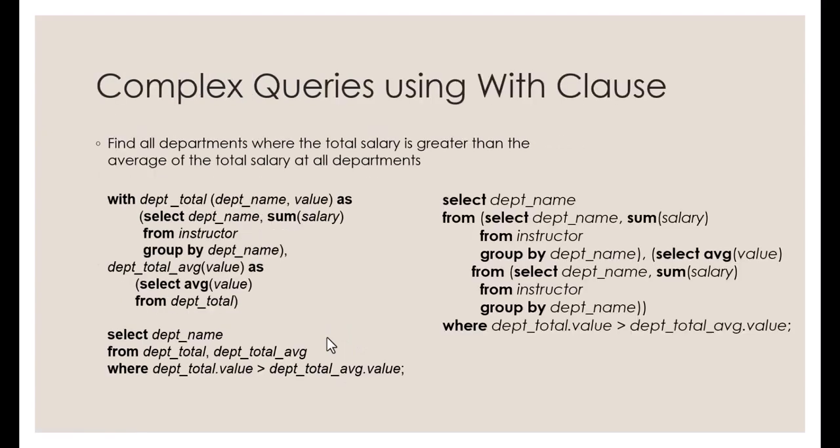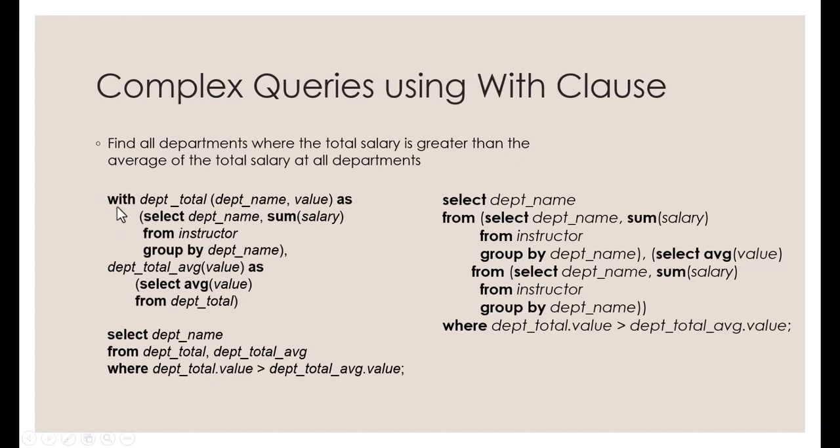Okay, if you have a really complex query, having a with clause can be very useful. So we are looking for all the departments where the total salary is greater than the average of the total salary at all departments. We're talking about a lot of total and average salaries per department, so in this case, we know it will be useful to use a with clause.